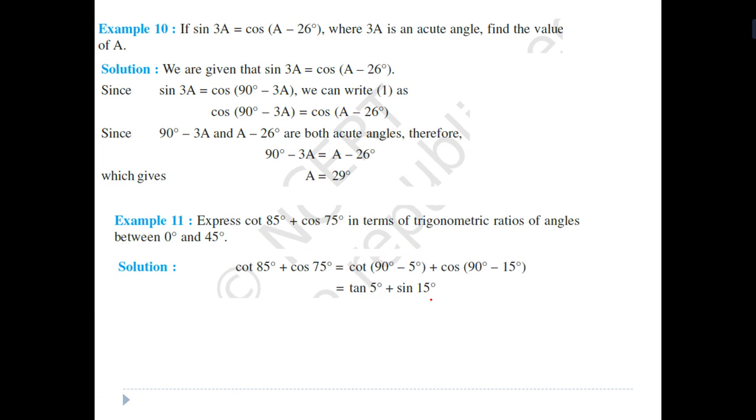So sin phi and cos phi. Sin of 90 minus phi means cos phi. Cos 90 minus 15 means sin 15.